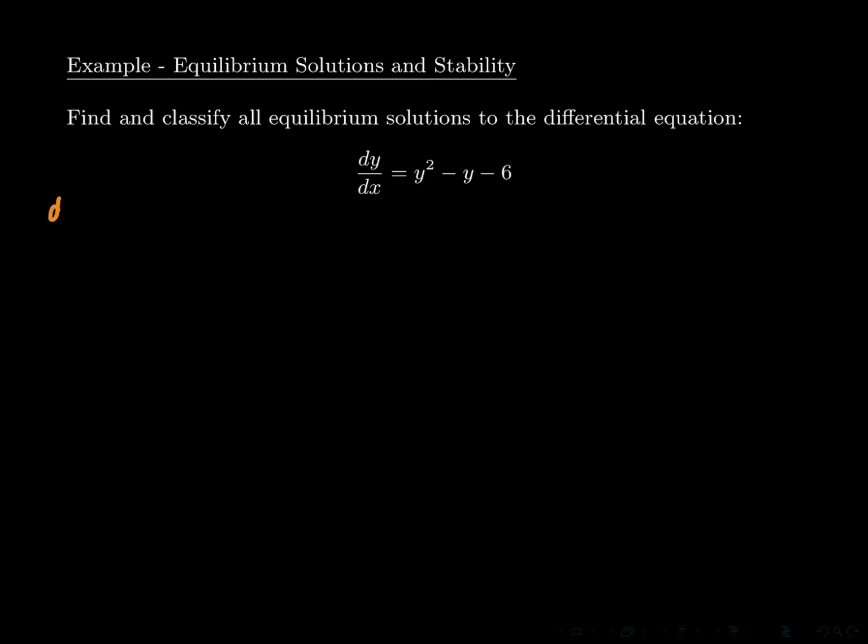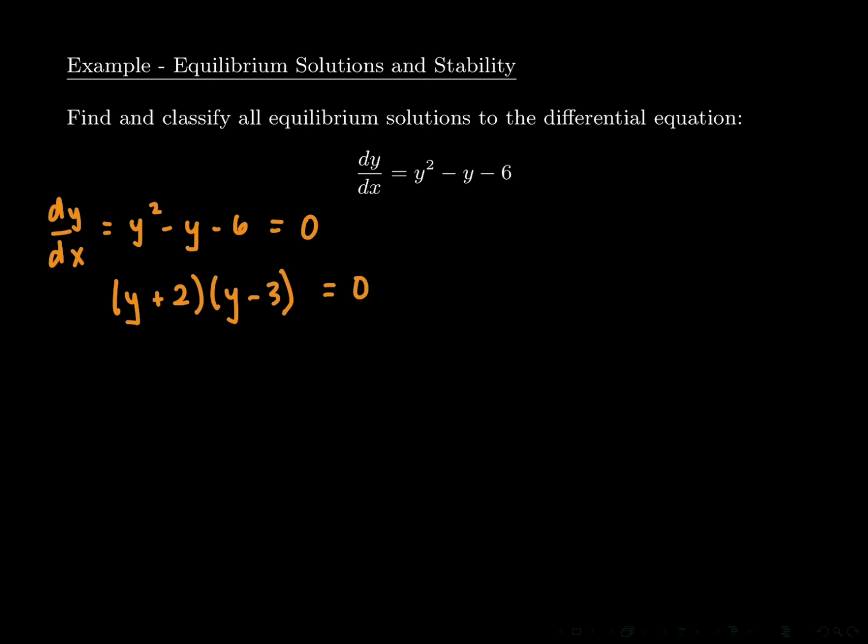So what we'll do is we'll take dy/dx equal to y squared minus y minus 6, and we're going to be setting that equal to 0. So y squared minus y minus 6 can be factored into (y plus 2) and (y minus 3). See that? Minus 3 times positive 2 gives you negative 6. Minus 3 plus 2 gives you negative 1, so this works out. So from this you get y is equal to negative 2 and y is equal to positive 3.